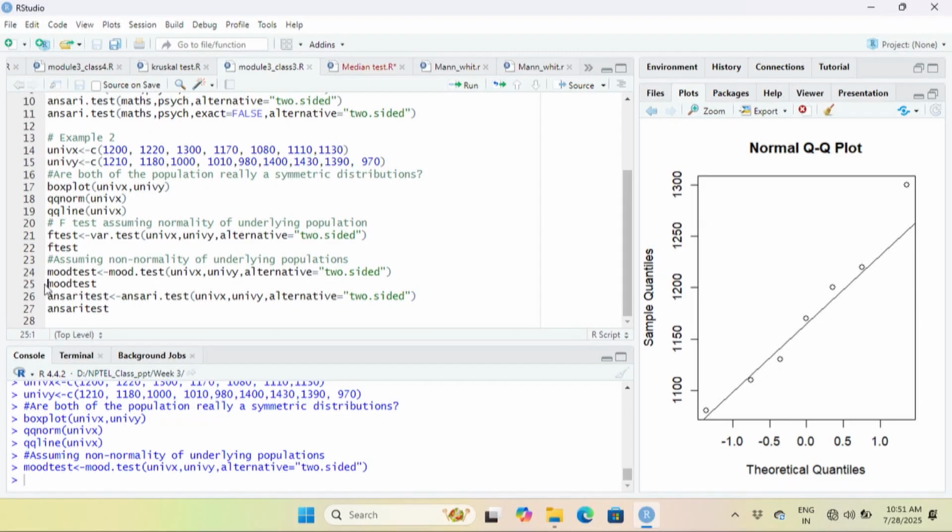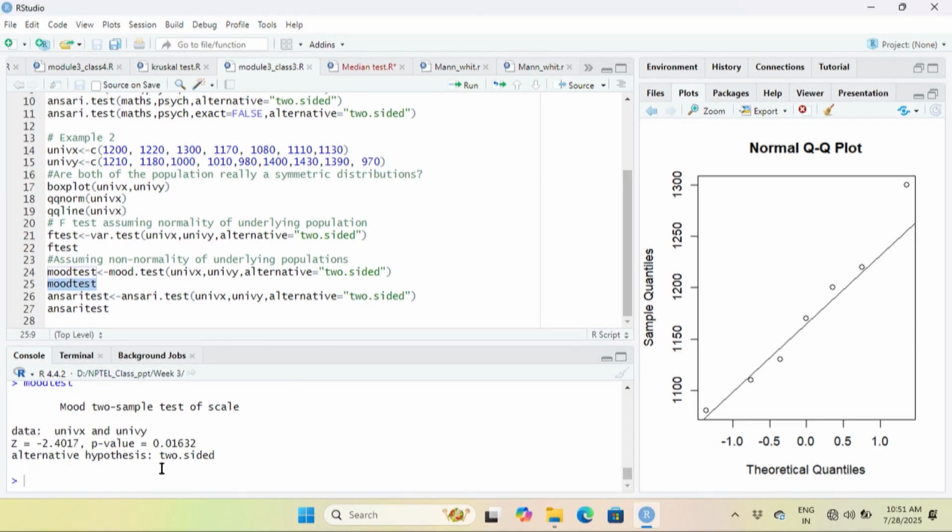And what is the value for the mood test? See, the mood test gives minus 2.4017. You can ask me why this is minus, because I told you that this is the standardized value. Minus 2 is the standardized value: value minus expectation divided by the standard deviation. The p-value is 0.016, which is smaller than 0.05. So the mood test says that University X is different to University Y as far as the scale is concerned.